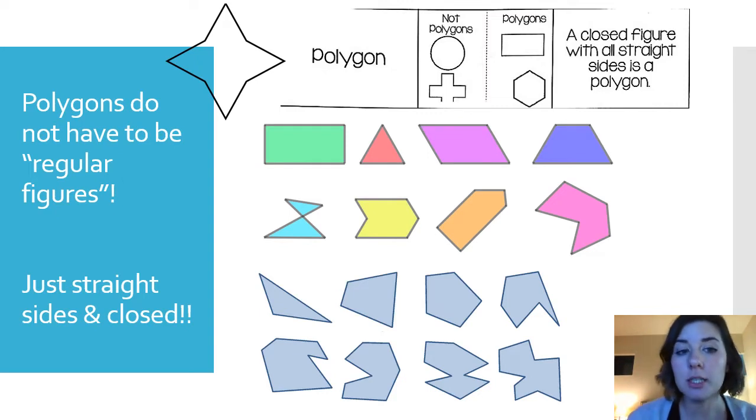But they don't have to be just regular figures like squares or triangles. They can just be random shapes like you see these blue ones at the bottom, as long as they have straight edges and are closed figures.